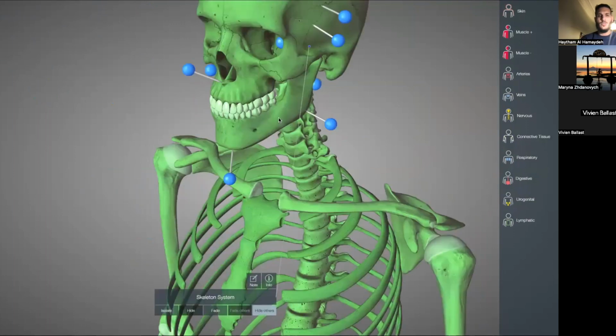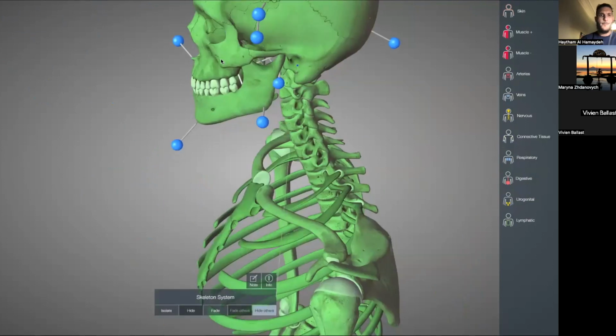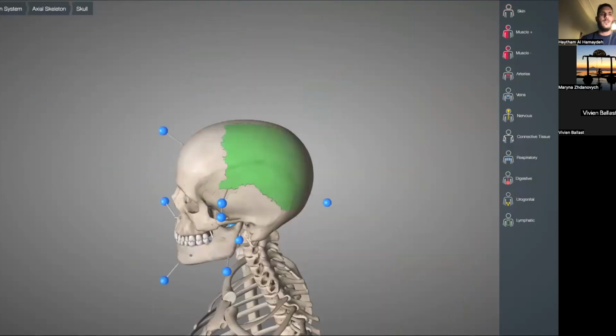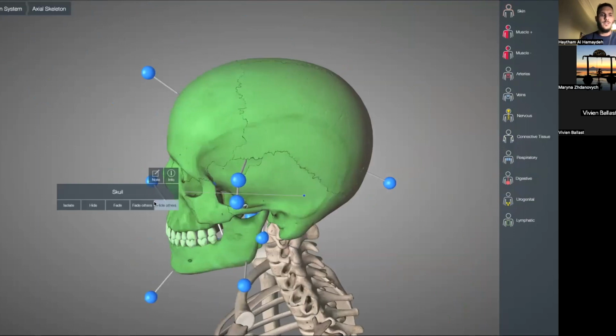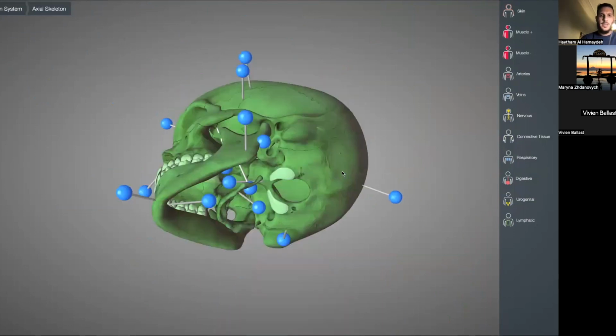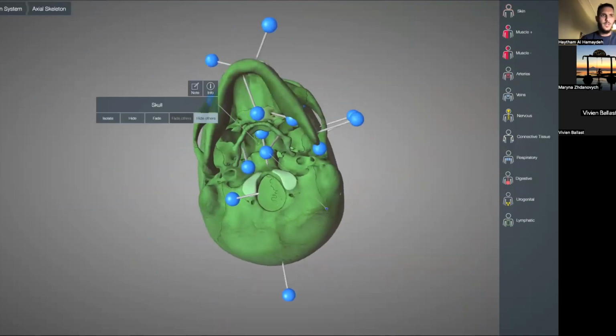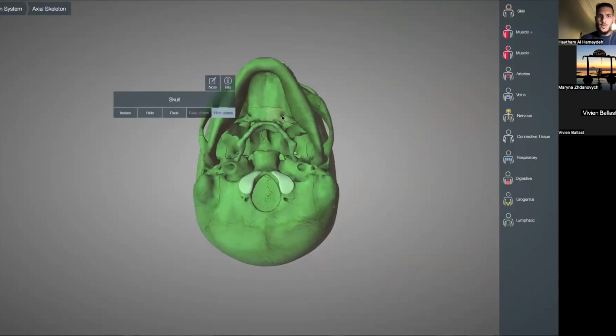Give me a second. Here we take the skull, we isolate it. And it was here, let's hide the pins. Here, this one was the greater palatine foramen. The greater palatine foramen. Okay.